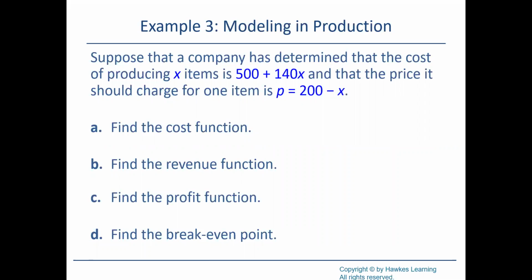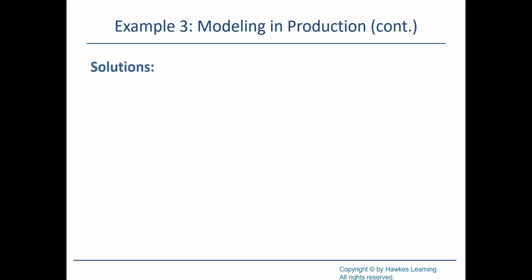Suppose that a company has determined that the cost of producing X items is 500 plus 140X, and that the price it should charge for one item is P equals 200 minus X. Find the cost function, find the revenue, find the profit, and find the break-even point.